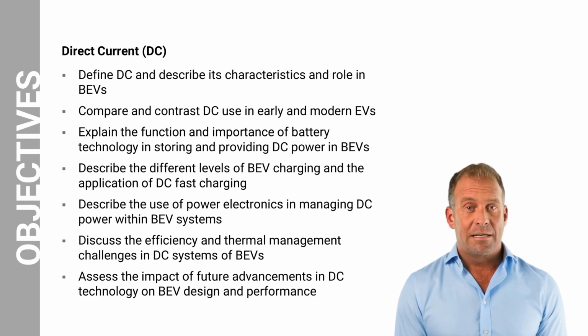By the end of this lesson, you will be able to define direct current, abbreviated as DC, and describe its characteristics, as well as its role in electric vehicles as the primary form of electrical power. You will compare and contrast the use of DC in early EVs versus modern EVs, highlighting advancements in technology and their impact on performance and efficiency.